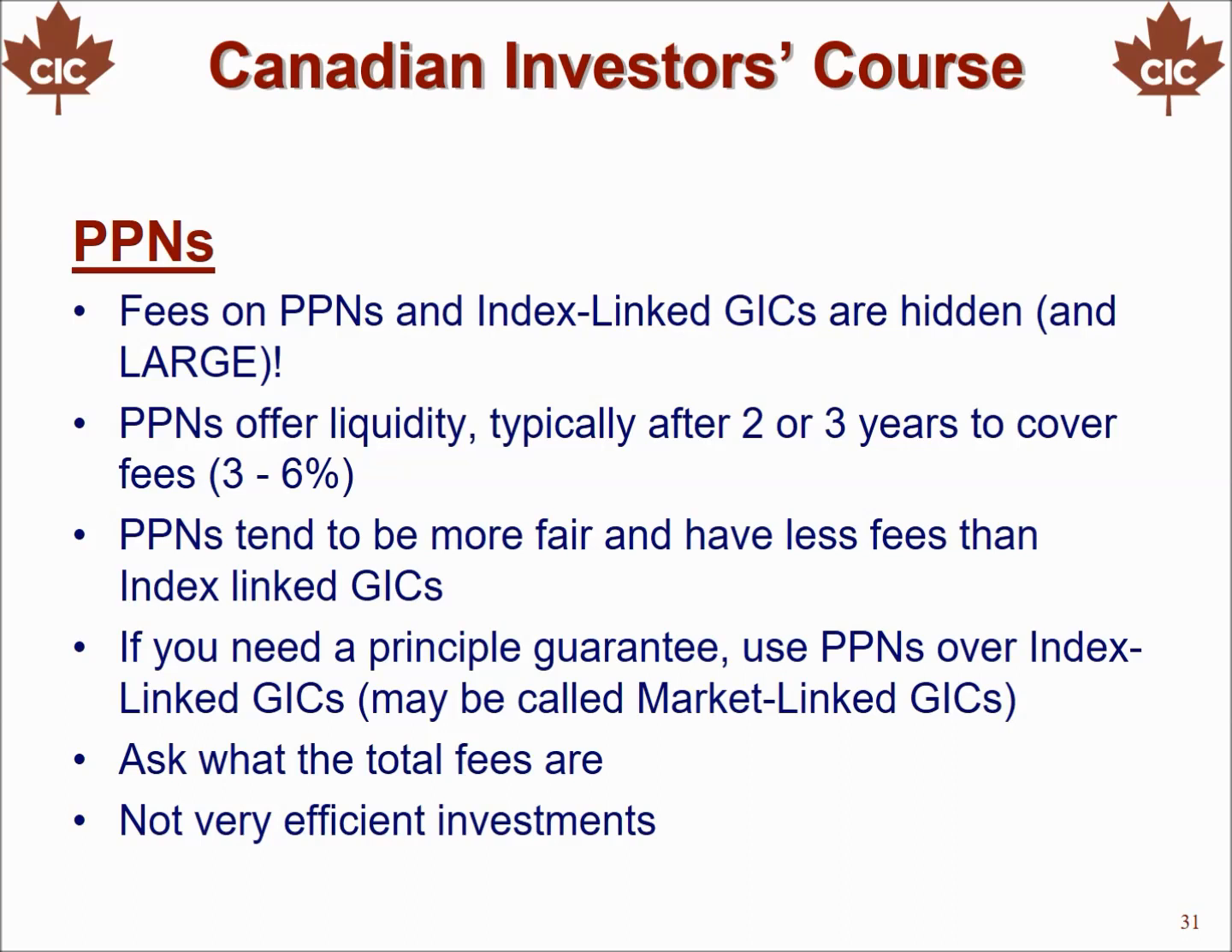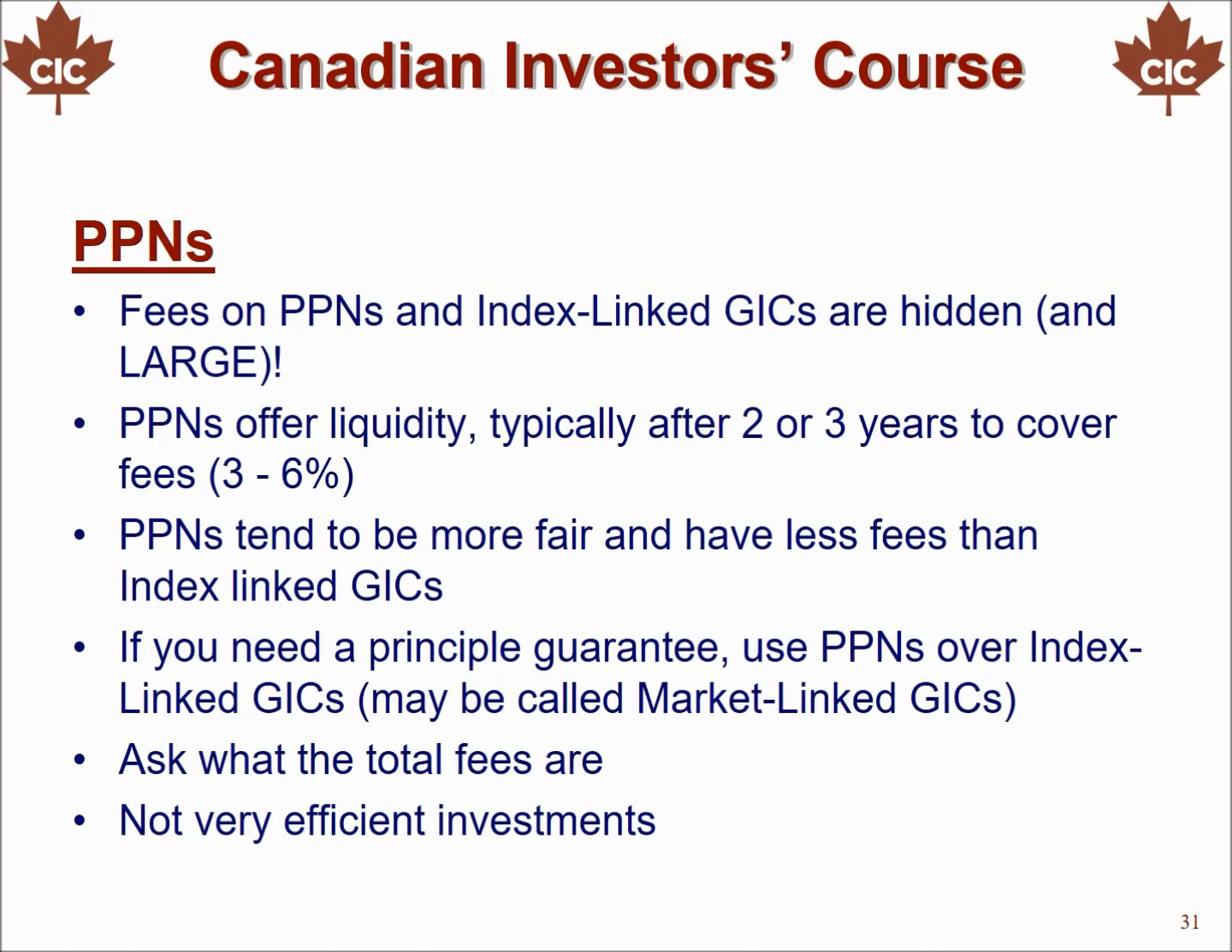Let's look at PPNs in more detail. The fees on PPNs and on index-linked GICs are hidden, and they're large. PPNs offer liquidity, typically after 2 or 3 years, because by that time the fees, which could be 3 to 6%, are amortized. PPNs tend to be a little more fair and have even less fees than index-linked GICs.